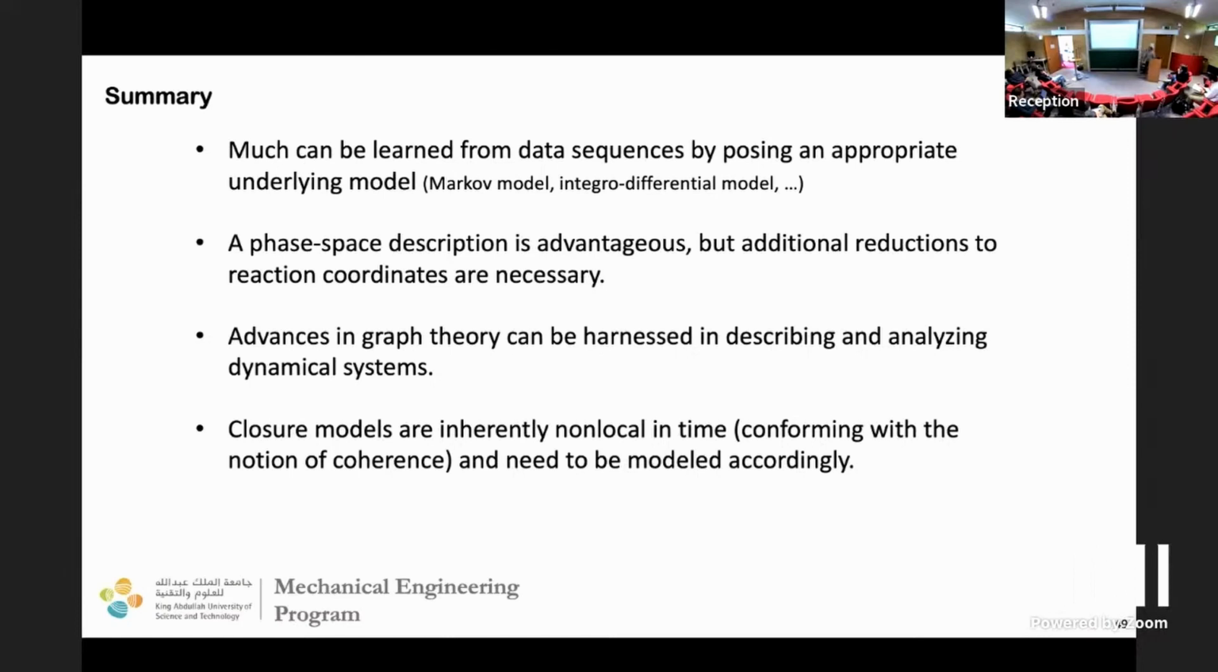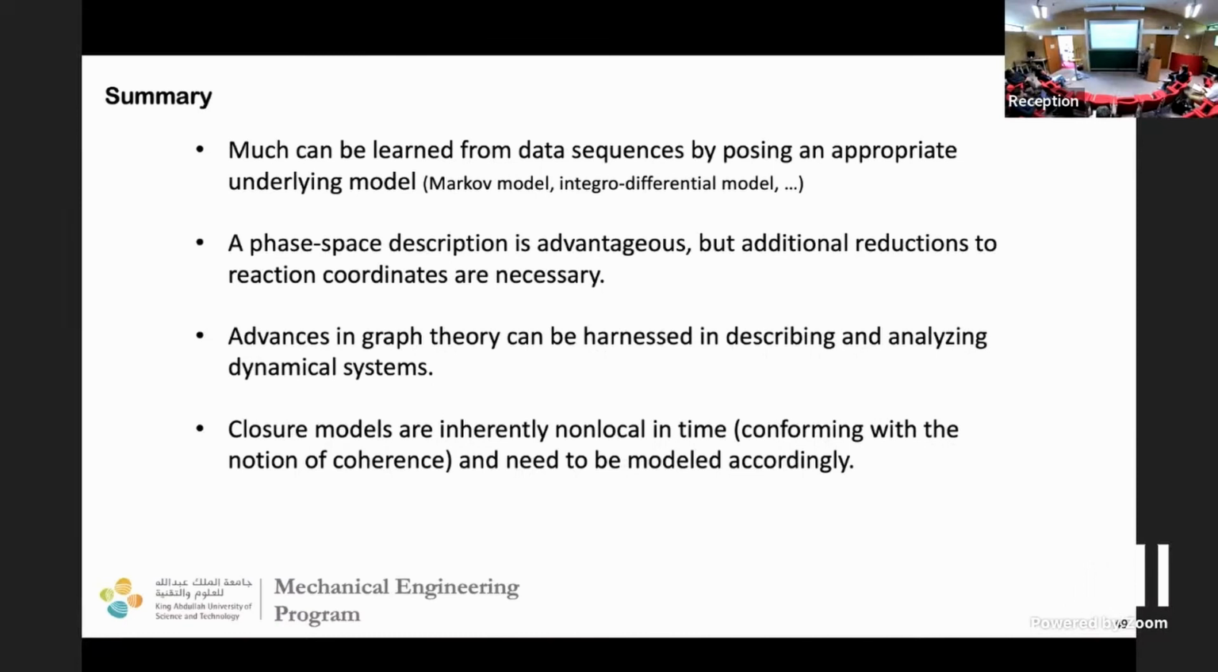Once you're in phase space, everything that you know about graph theory can be more or less nicely harnessed. There's a lot more one can do in describing and analyzing the dynamical system, because once you're on the graph with probabilities between them, you can basically go to town on the problem, pulling all the stops out from graph theory. There's a lot one can do about this.